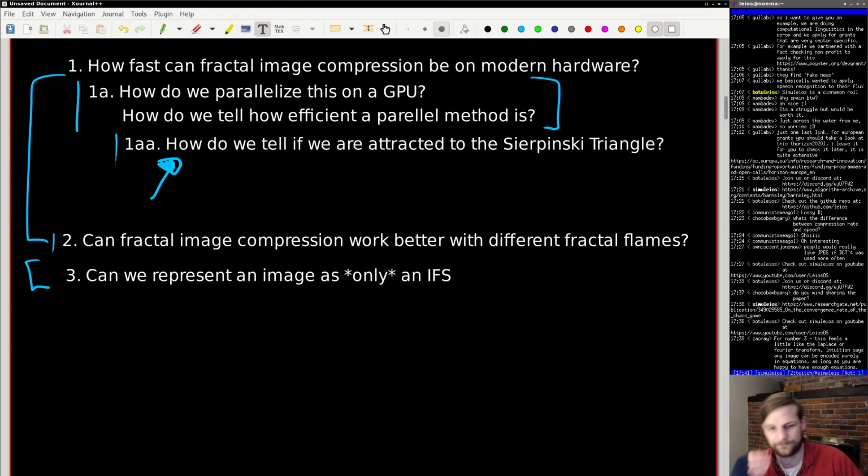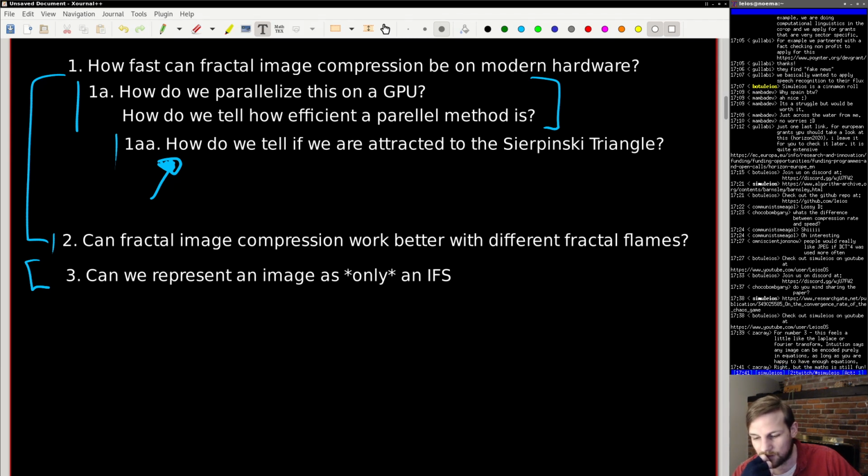Okay. The truth is, though, we could skip 1AA entirely. We don't have to do that. We don't need a distance metric from a single point to the Sierpinski triangle, or from a distribution of points to the Sierpinski triangle. The reason is that the research project, getting to step 3, implementing fractal image compression for the first time with fractal flames, would already be novel in its own right. Doing the parallelization here is also quite novel, something people haven't done appropriately. So doing fractal image compression on the GPU with fractal flames is already novel enough for a paper.